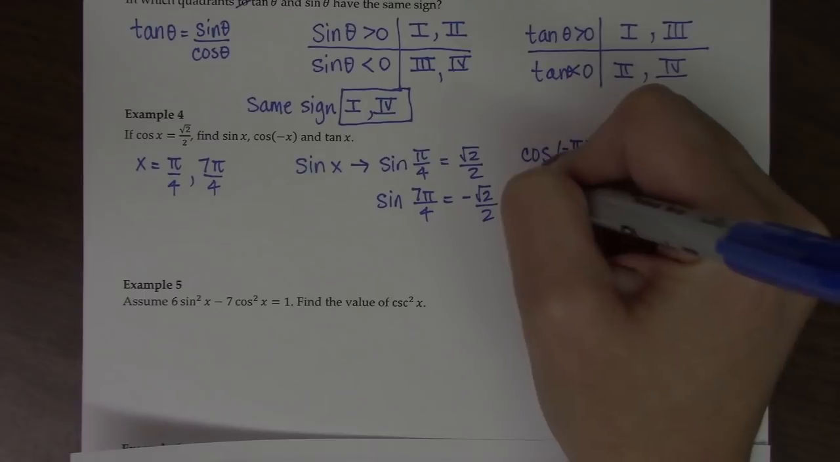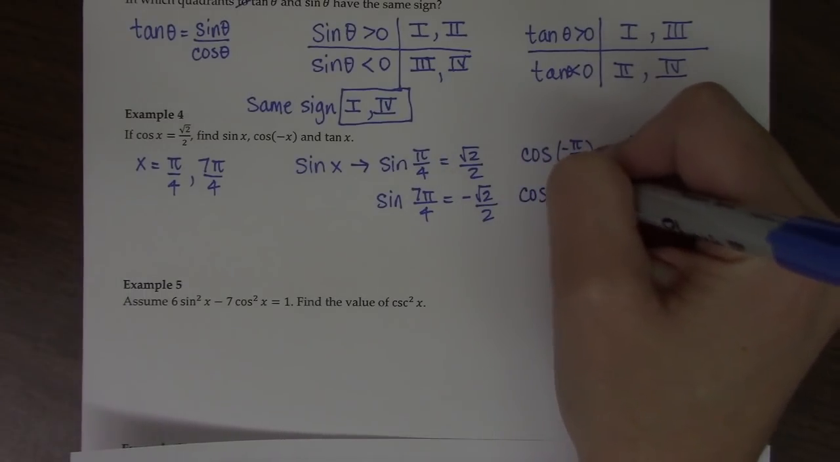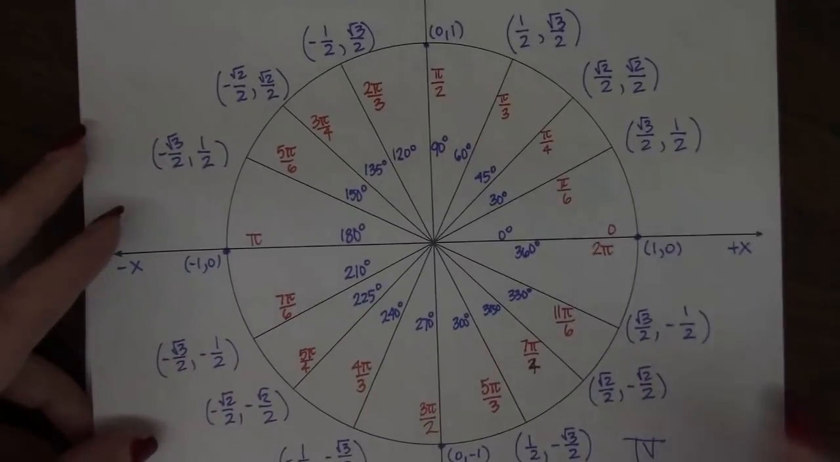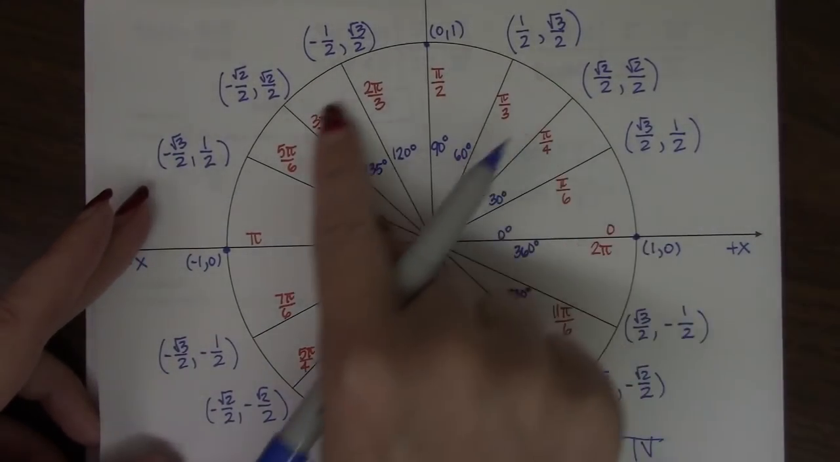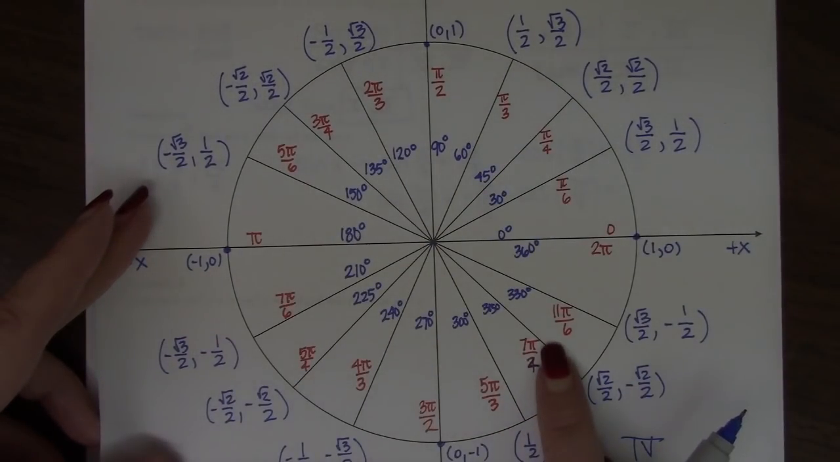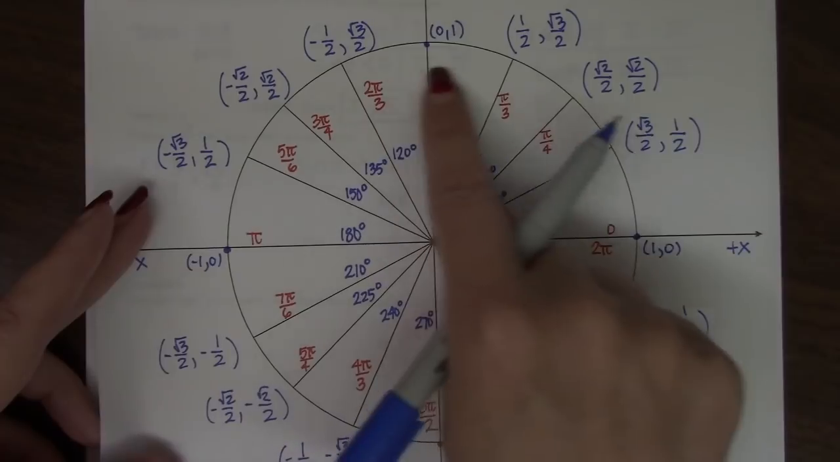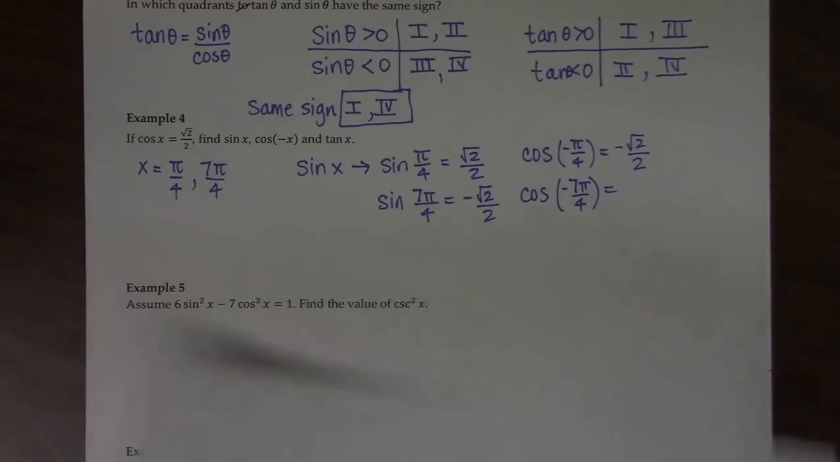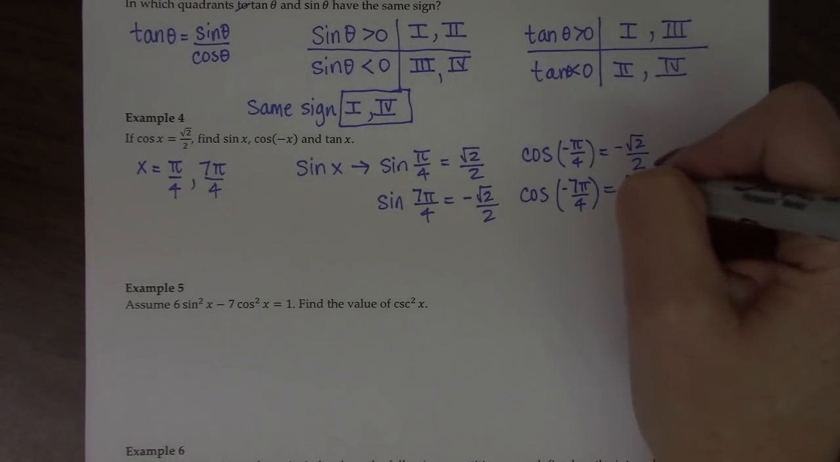If we say cosine of negative 7 pi over 4, well, positive 7 pi over 4 meant go 315 degrees around this way. So that means I've got to go 315 degrees this way, and I'm back at pi over 4. So now it's positive square root of 2 over 2.